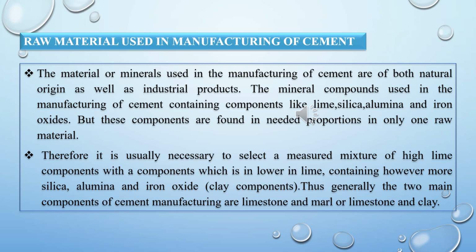The raw material or mineral used in the manufacturing of cement are of both natural origin as well as industrial products. The mineral compounds used in the manufacturing of cement contain components like lime, silica, alumina, and iron oxides. But these components are found in the needed proportions in only one raw material.